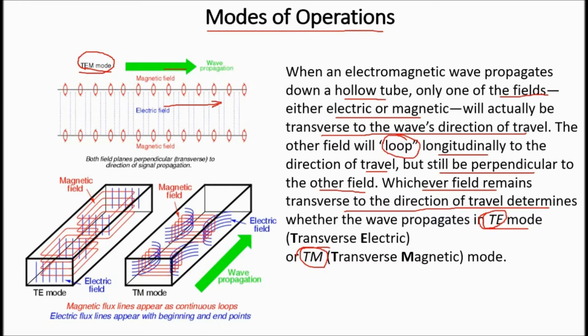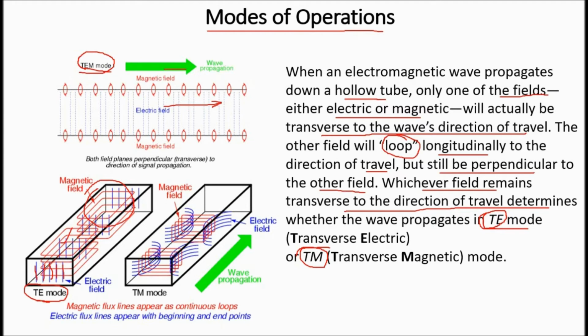So look at the figure at the left bottom corner. The left figure is a transverse electric mode. Here the magnetic field produces a loop, and the electric field lines, the vertical lines, have components in the X and Y direction but not in the Z direction, while the magnetic field has components in the X, Y and Z directions.